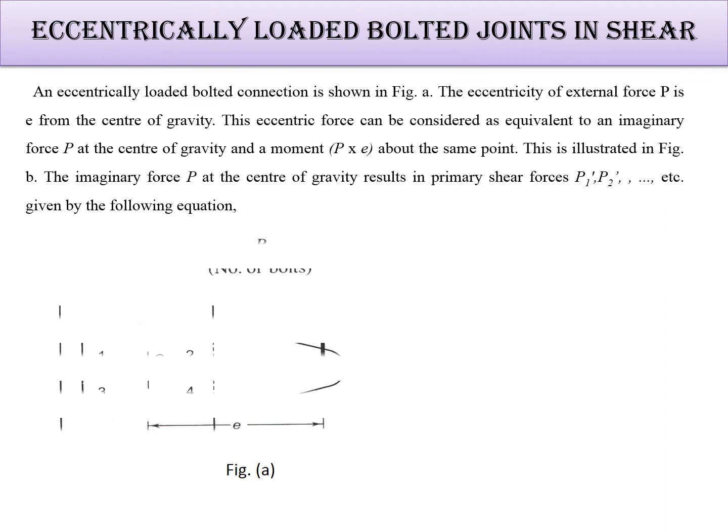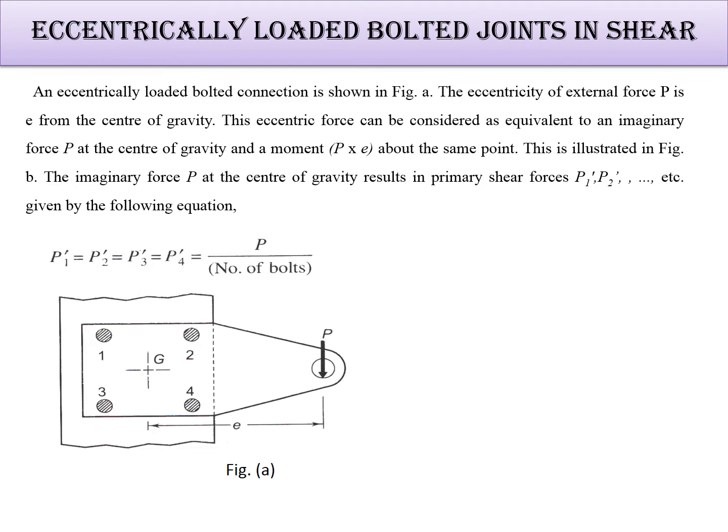Suppose we take a figure here. This is a bracket which is bolted on a wall with 4 bolts, that is 1, 2, 3 and 4. The center of gravity is G and the eccentric load P is acting at a distance e. Based on that, what will be the moment? The moment will be P into e.